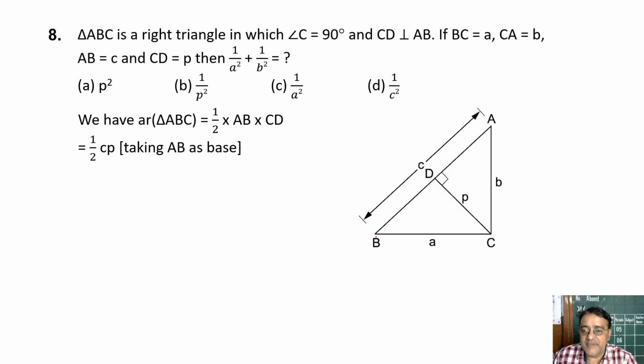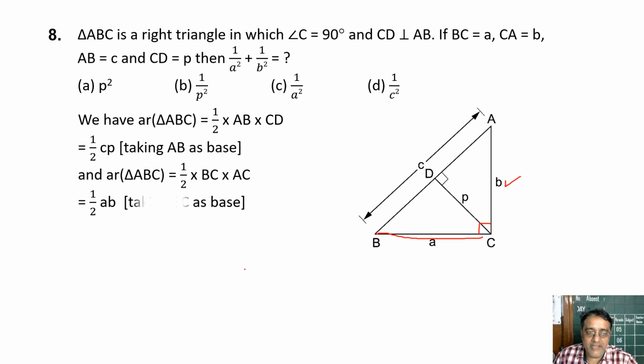Now we are going to take BC as the base, okay? And this is 90 degrees, so this is the altitude. So what will you get? Area of triangle is half into BC into CA, that is half into a into b. Very good.